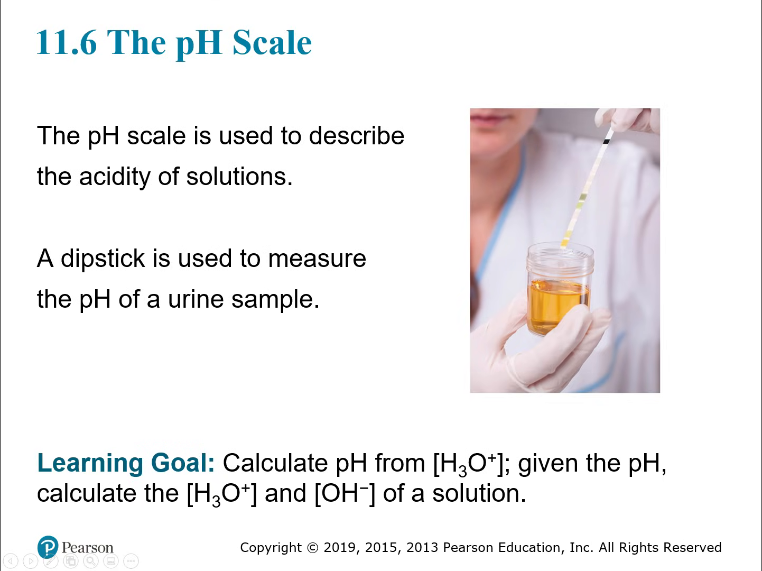Now we're going to jump to 11.6 and talk about the pH scale. Since we're talking about acids and bases, we have to talk about the pH scale because it describes the acidity of solutions. You may have seen in a chemistry lab, if you've ever done high school chemistry, testing the acidity of a solution, a little dipstick that you dip into a liquid for a couple of seconds, and then the colors change, and you match those colors to the colors on the box to estimate the pH.